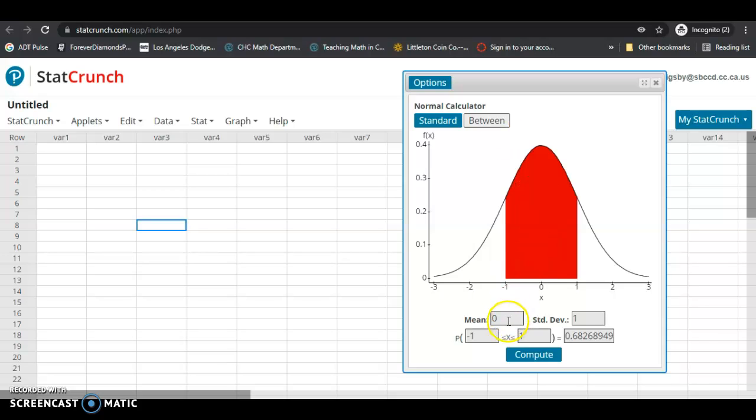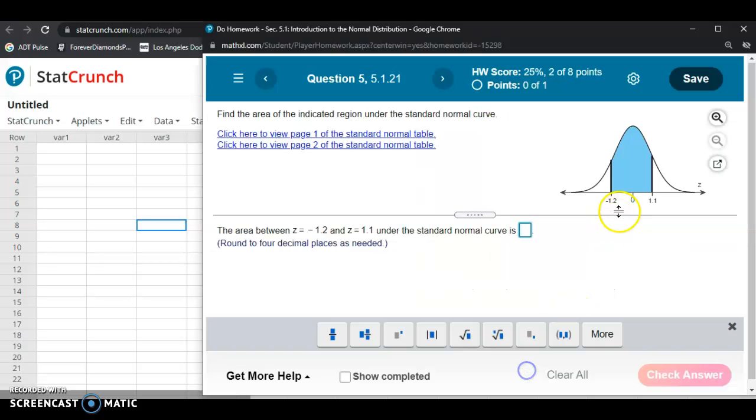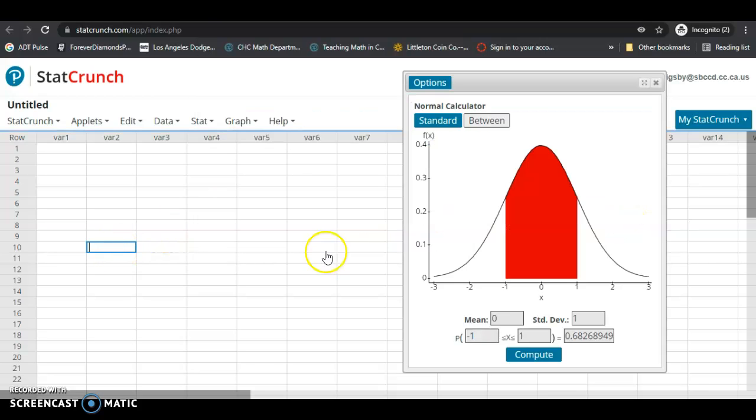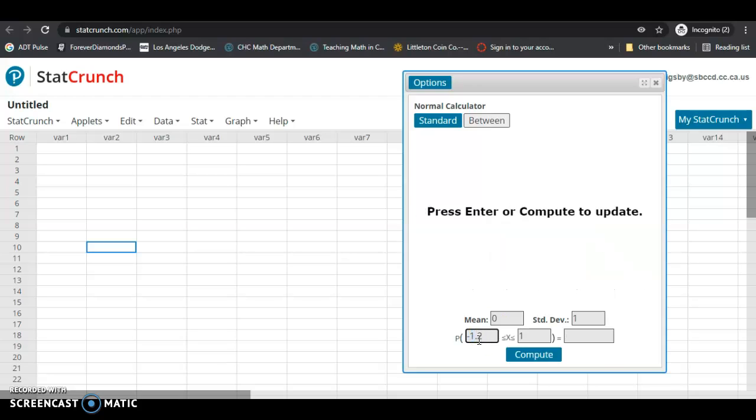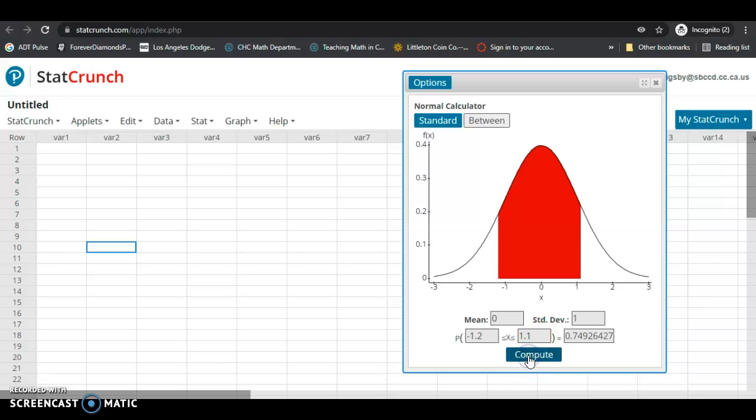To find an area between two values with the normal calculator, we're going to select between. The mean of 0 and standard deviation of 1 are still the same. Negative 1.2 goes on the left, 1.1 goes on the right. So negative 1.2 goes here, 1.1 goes here. The area between these two values in the standard normal curve, rounded to 4 decimal places, is 0.7493. That 2 there gets rounded up to a 3, so 0.7493.